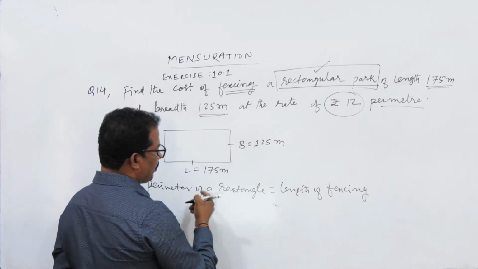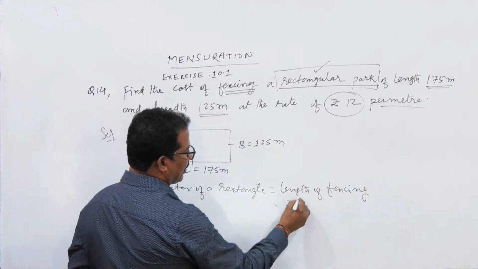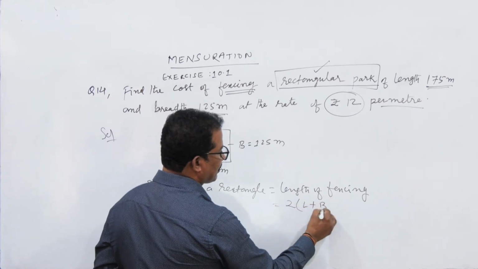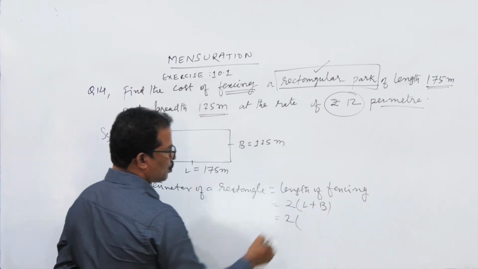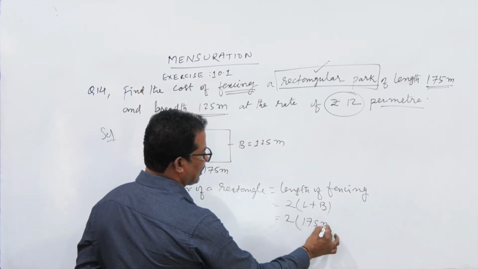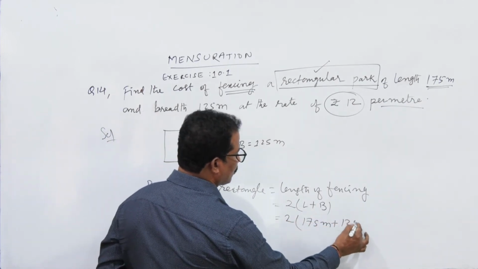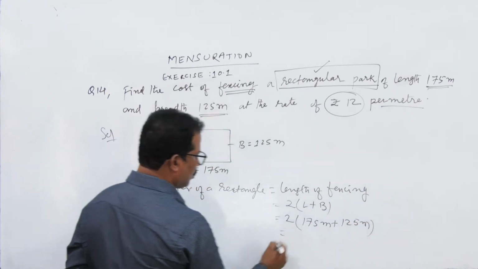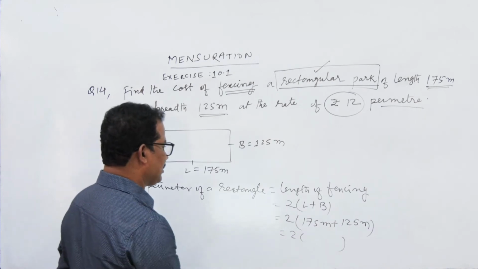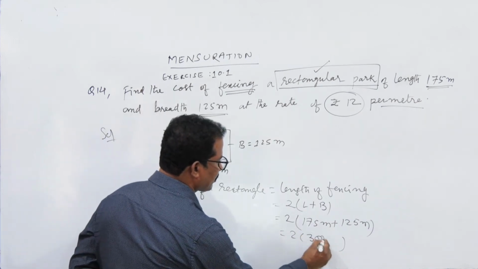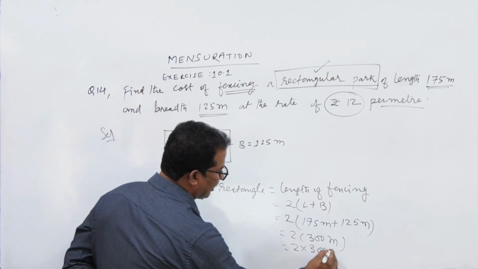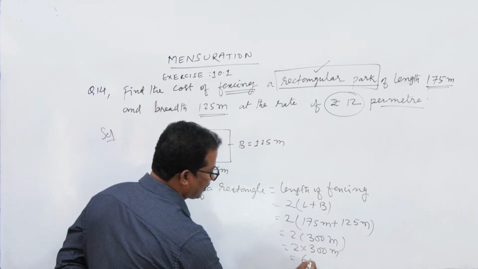That will be equal to, being a rectangle, the formula for finding the perimeter is 2 into length plus breadth. That is equal to 2 into, what is the length here? 175 meter, then breadth 125 meter. If you add both, how much will we get? It is 300 meter.